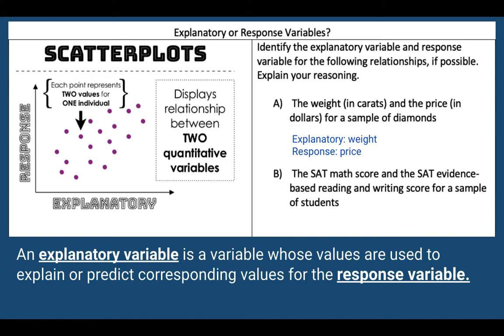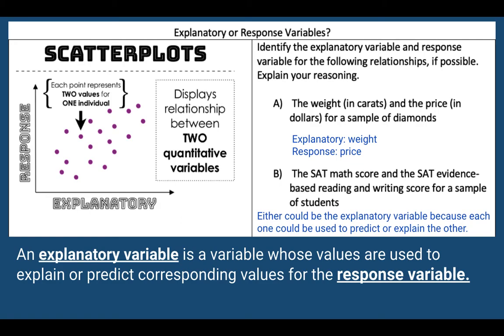I think, would I want my math score to predict my reading and writing? Or do I want my reading and writing to predict my math? I don't think that's very clear, so I'm going to make the argument that either one could be the explanatory variable because each one could be used to predict or explain the other.